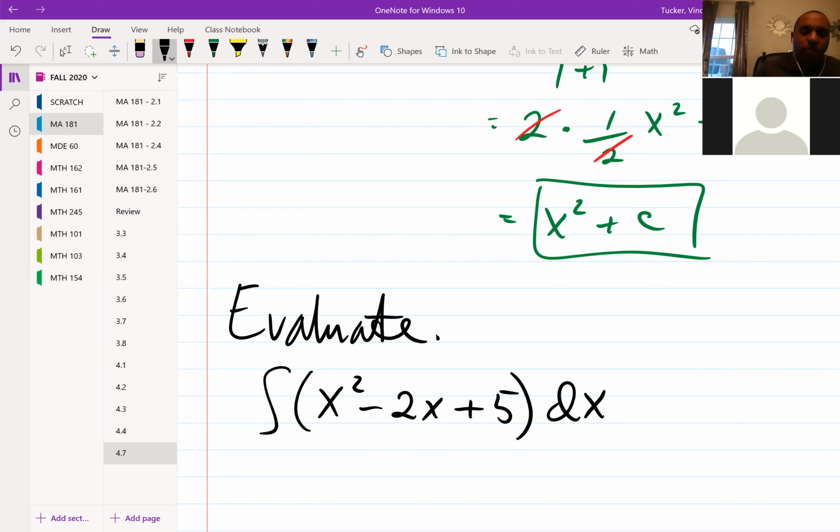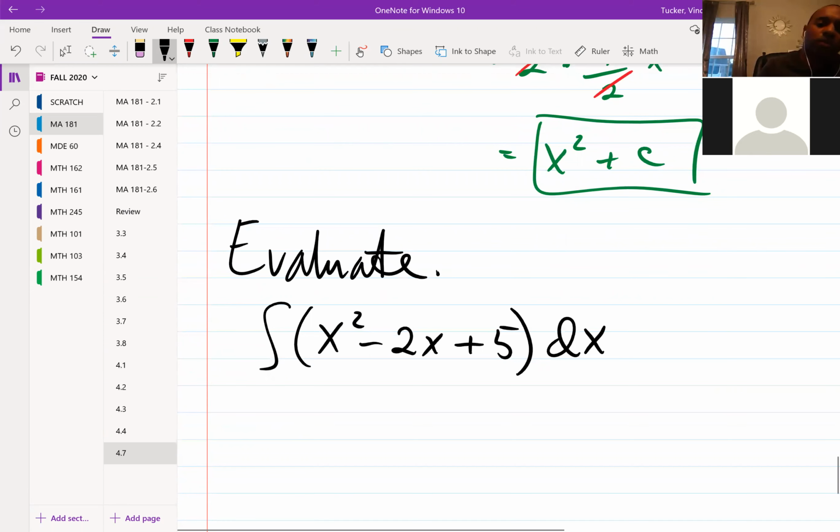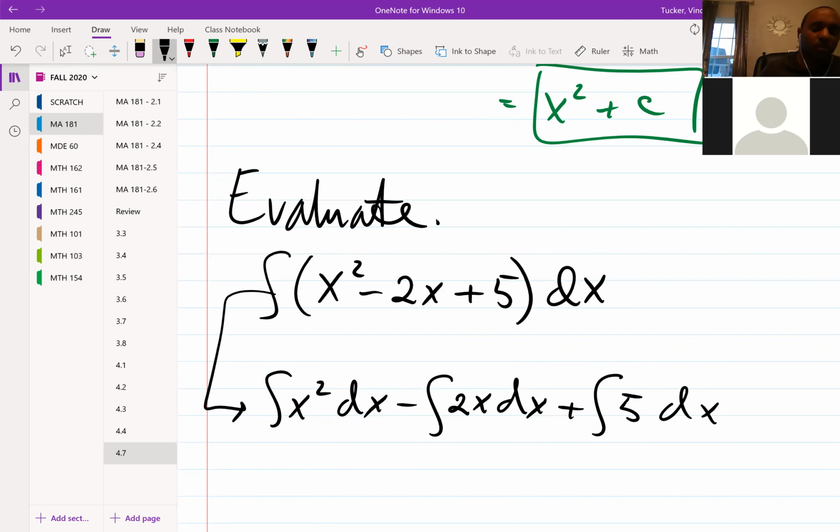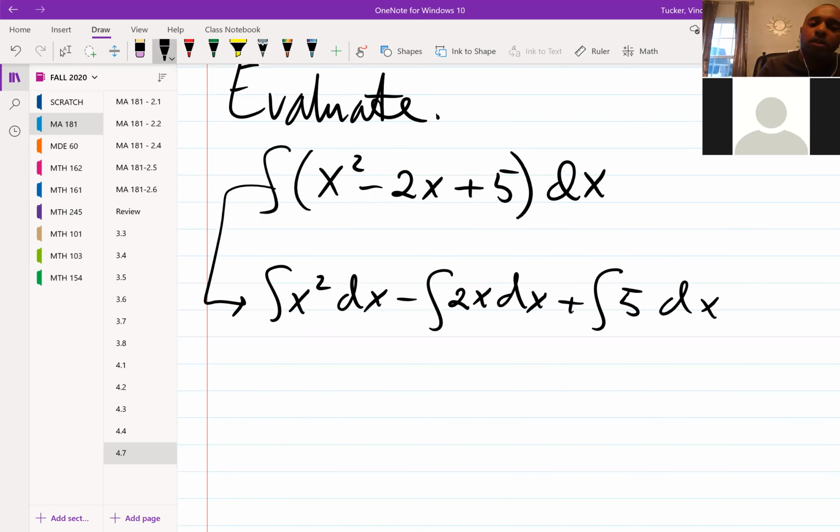All right, so we have the integral of x squared minus 2x plus 5. What we can do is take the integral of each one of them individually, just like you can do derivatives. Doing it individually for each.